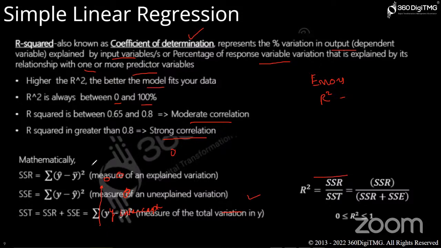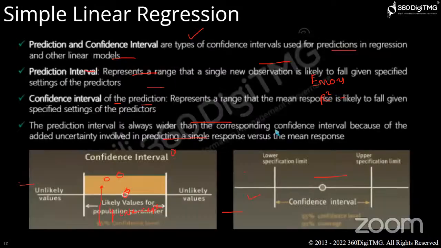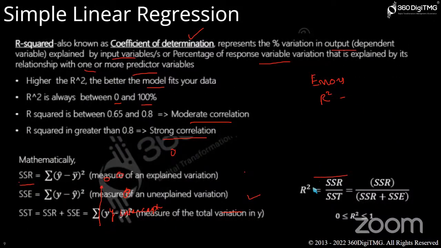If we see this mathematically, SSR is y hat minus y mean whole square. SSE is y minus y hat whole square. And SST, the SS total, is SSR plus SSE. Here, R squared is SSR by SST, and SST is SSR plus SSE.